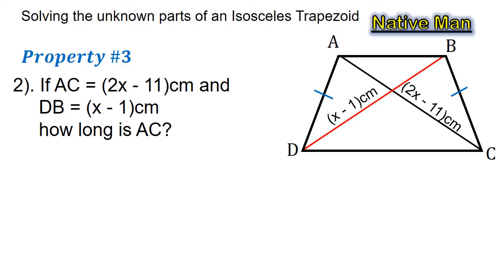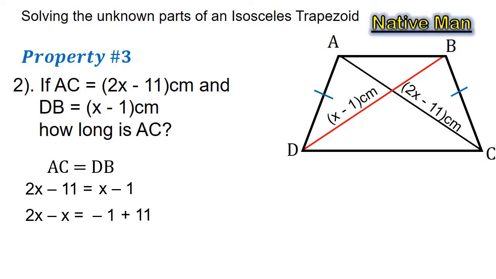So, gagawa po tayo ng equation. AC is equal to DB. And then, substitute. So, AC is 2x minus 11 is equal to DB is x minus 1. So, lipat lang po natin yung x sa left at yung negative 11 sa right. So, this becomes 2x minus x is equal to negative 1. Matitira po sa right. Lipat natin yung minus 11, magiging plus 11. So, 2x minus x is equal to x. Negative 1 plus 11 is equal to 10. So, the value of x is equal to 10.